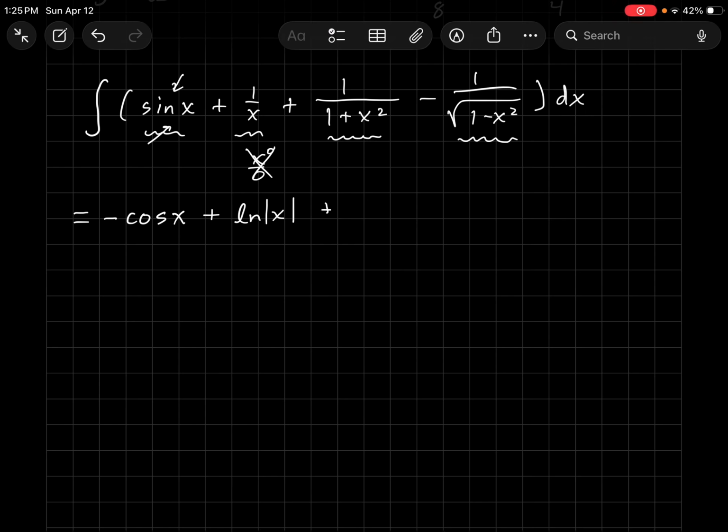The next piece. The derivative of what is 1 over 1 plus x squared? You have to know this answer. It's the arctan of x. The derivative of what is 1 over root 1 minus x squared? You have to know that the derivative of the arcsine of x gives us that. And always remember your constant of integration plus c.